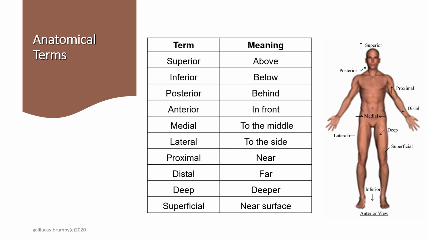Proximal means that something is nearer to one point of the body than another. So my elbow is proximal to my head, as opposed to my fingertips being distal or further away. My heart is deeper in my body than my skin, which is more superficial and nearer the surface.